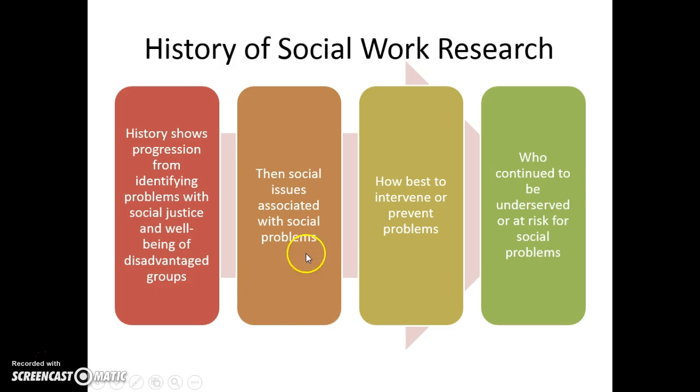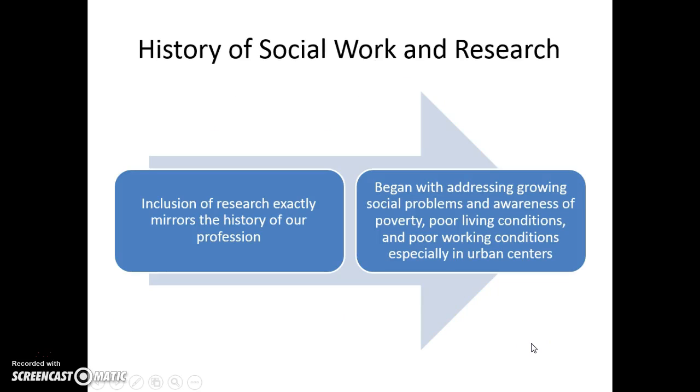So again, you see the evolution. Here we have some issues. What are the problems that cause those issues? What do we do about them? And who's going to be affected? So you see how research continues to be tied in every step of the way to the people we're trying to help. A lot of the history of research will tie back to some of the early conditions that we see, especially for the poor in urban centers.